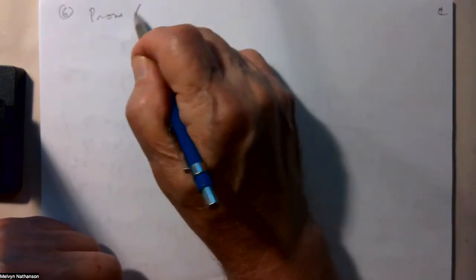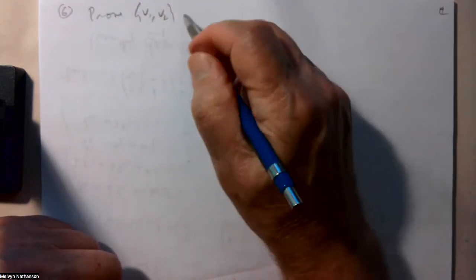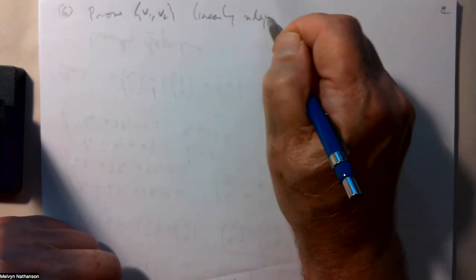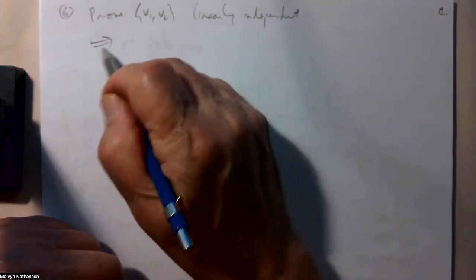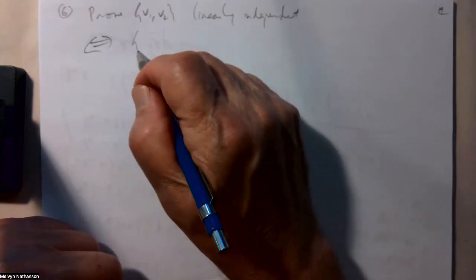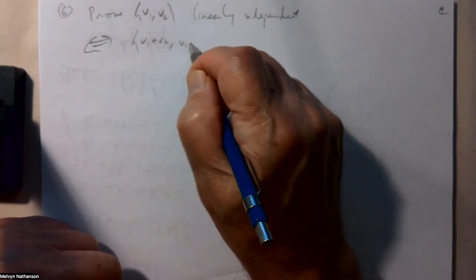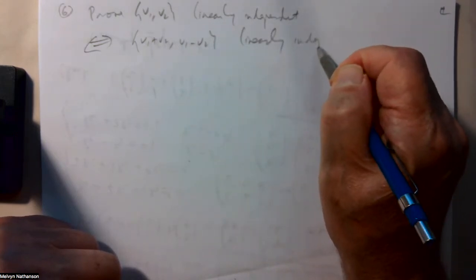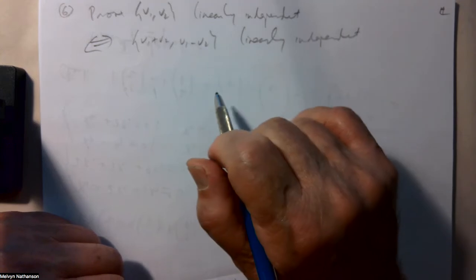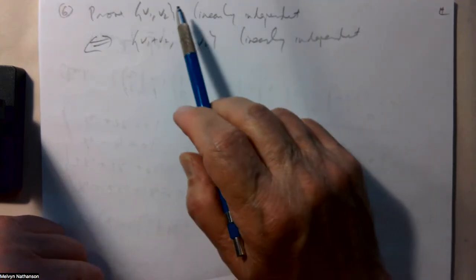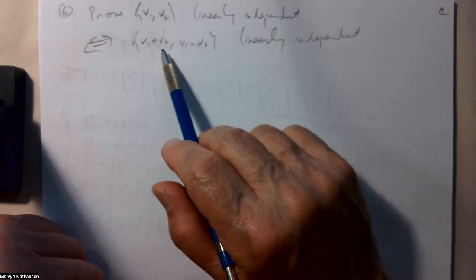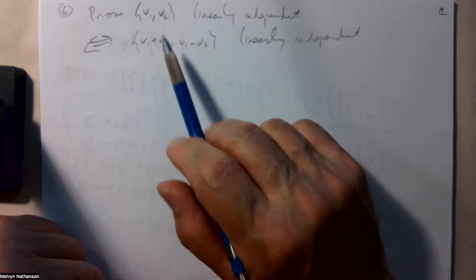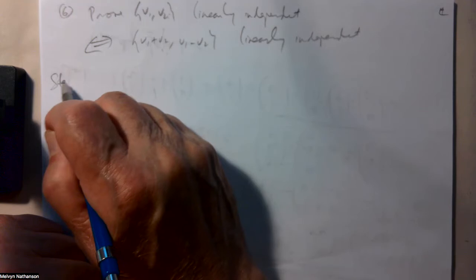We want to prove the set of vectors v1, v2 is linearly independent if and only if the set of vectors v1 plus v2 and v1 minus v2 is linearly independent. So we have to prove 2 different statements. If this set is independent, so is this. That's the first statement. The second statement is if this set is independent, then so is this.